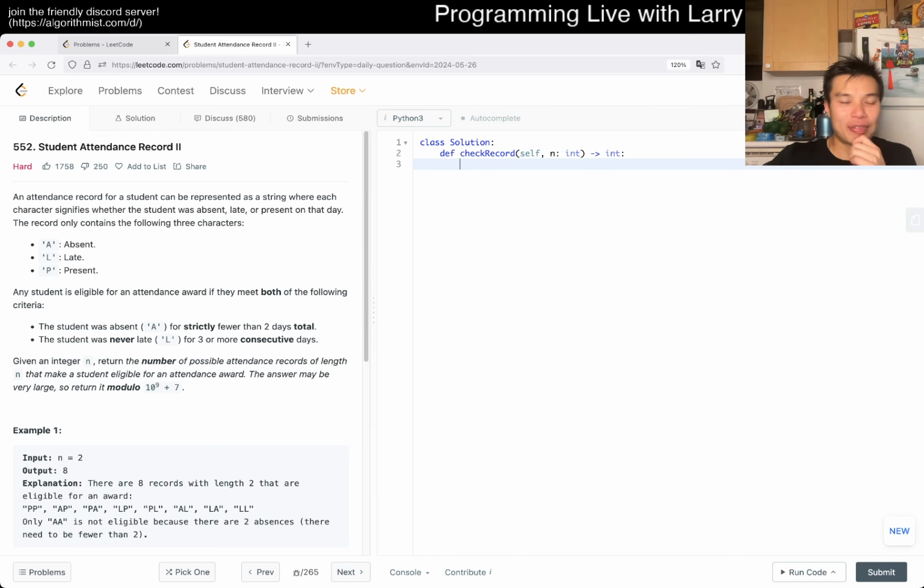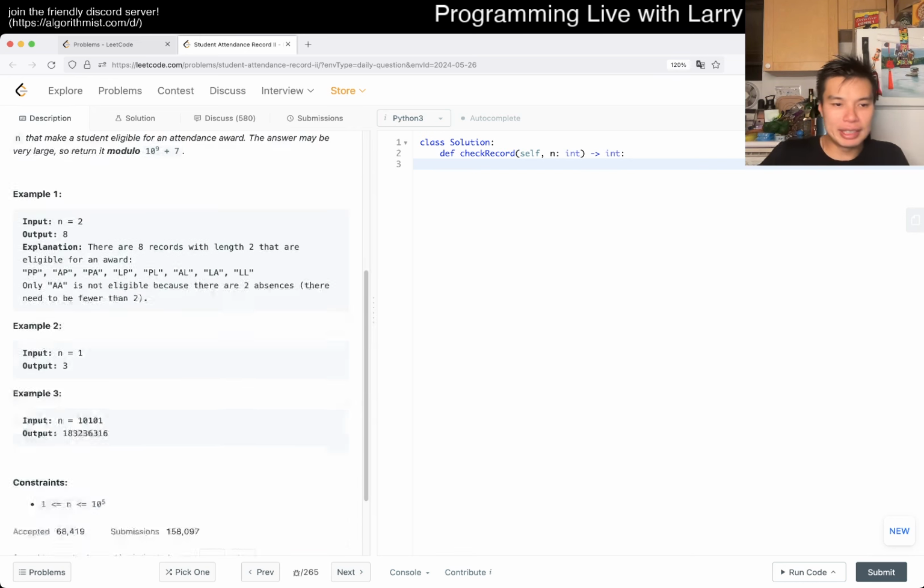Problem 552, Student Attendance Record 2. The attendance record for a student can be represented by a string where A is absent, L is late, and P is present. Any student is eligible for an attendance award if they meet both criteria: absent strictly fewer than 2 days total, and never late 3 times in a row. We return the number of possible attendance records.